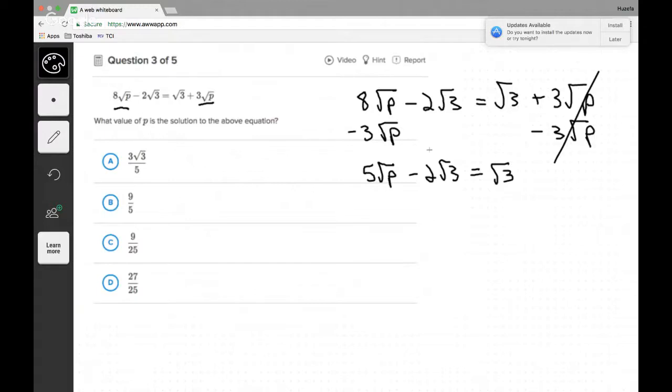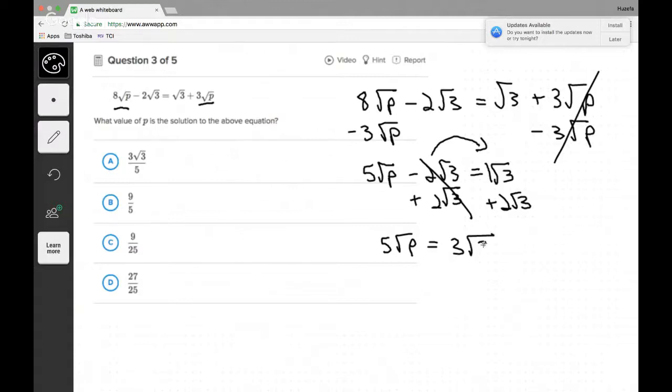Now let's move this guy over here. How do we do that? Since we're subtracting, we do the opposite. We're going to add 2 square root 3 to both sides. This goes away. And this is really 1 square root 3, by the way. There's no 1 there, but it's always there. It's invisible. So 1 plus 2 equals, so let's write this whole thing out. 5 square root p equals 1 plus 2 equals 3 square root 3.